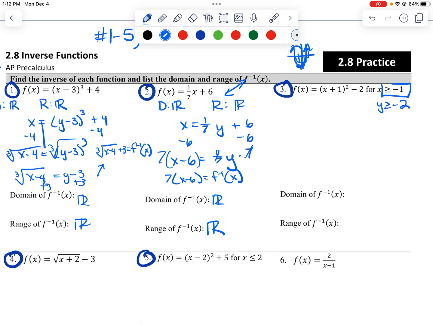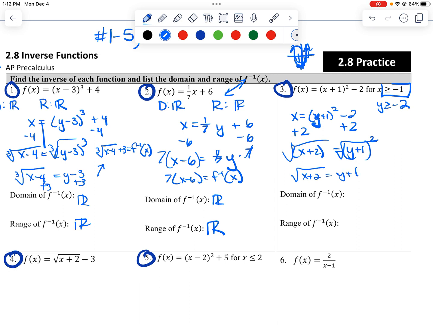All right, well, if we flip-flop this, so x is equal to (y plus 1) squared minus 2. So we'll add 2. And now we'll take the square root. So the square root of x plus 2 equals y plus 1. And then minus 1. So our inverse equals the square root of x plus 2, minus 1.